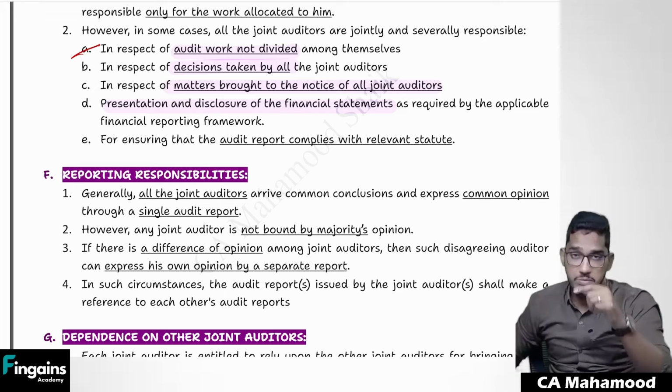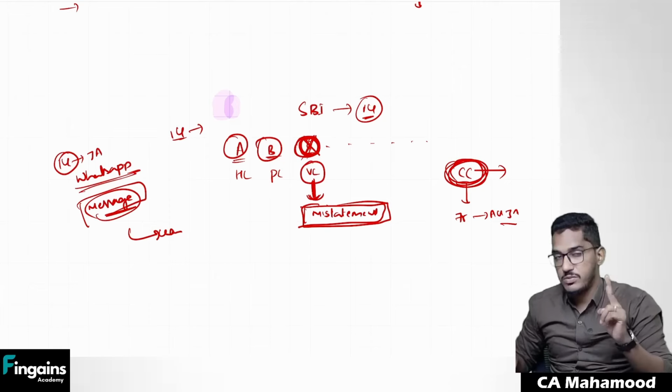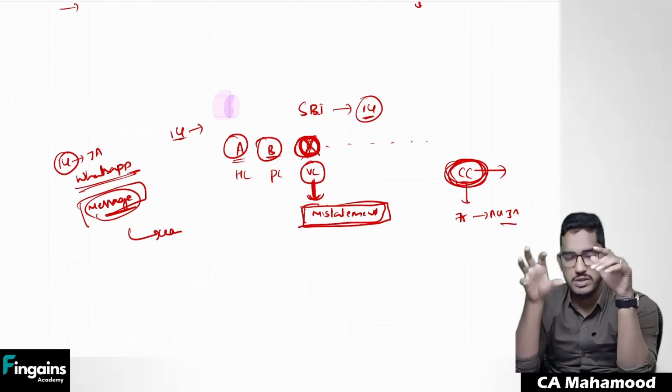Nothing but preparing the audit report as per the standards on auditing is also the responsibility of everybody. If the audit report is not prepared as per standards, then who will face consequences? All the joint auditors are going to face the consequences. So this is what regarding responsibility. So two responsibilities: separate responsibility, joint responsibility.